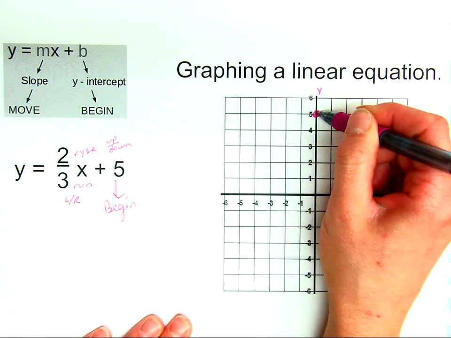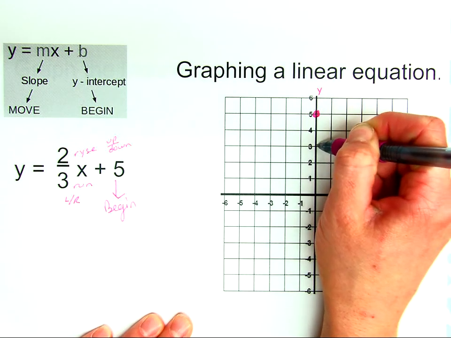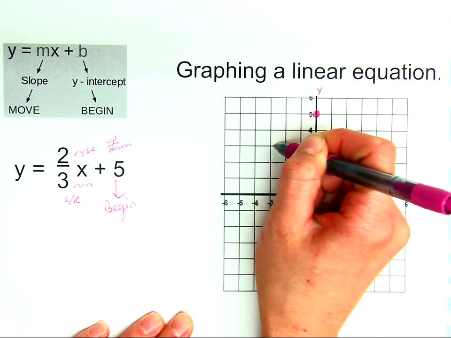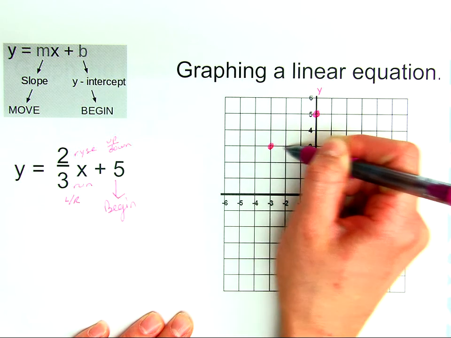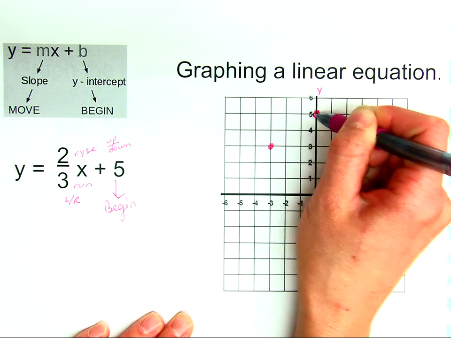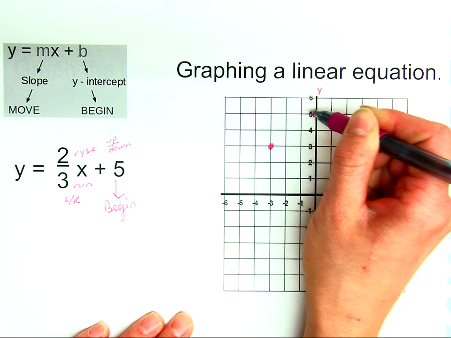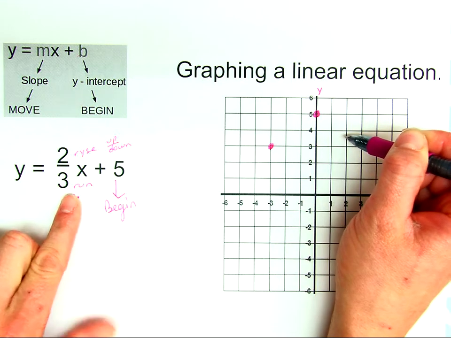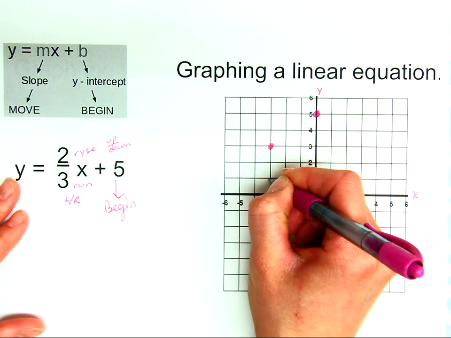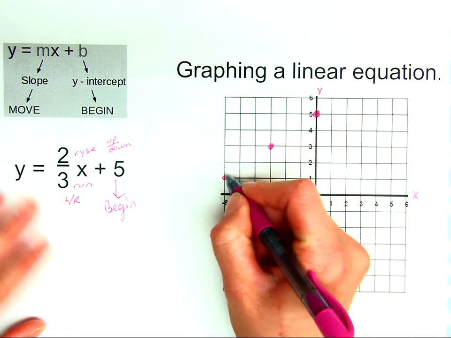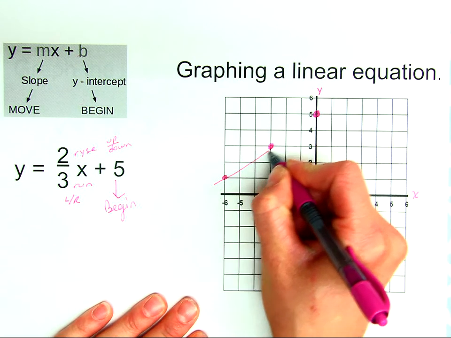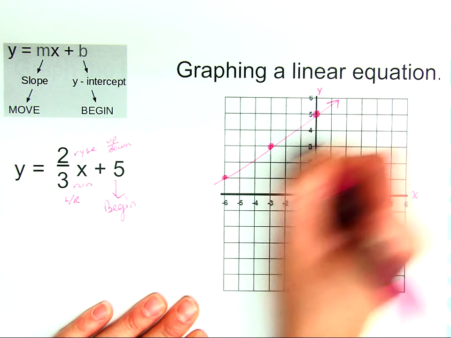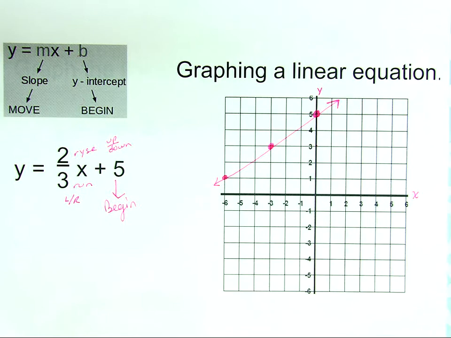I can't go up 2, so I'm going to go down 2. To make a positive slope, then I need to go to the left 3. If I went to the right 3, that would make a negative slope with my y-intercept. I have a positive slope. Then I can do that again, down 2, back 3 to fill my graph here. Draw the straightest line you can. Add your arrows.